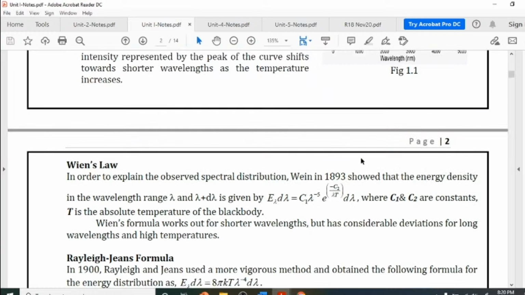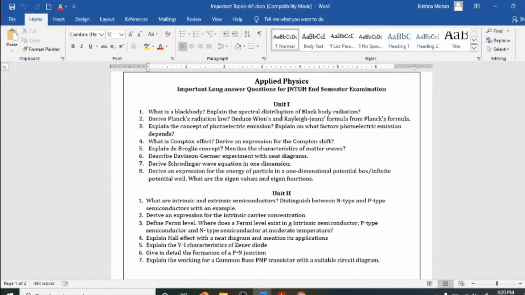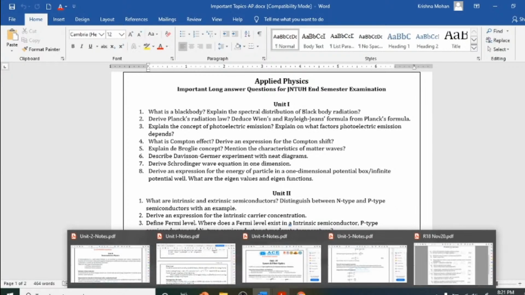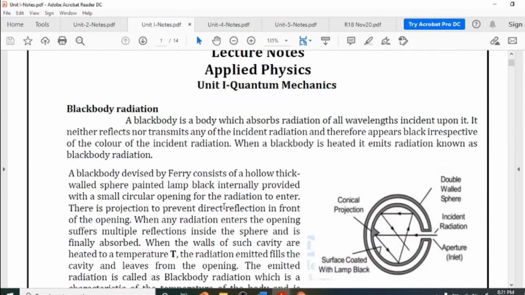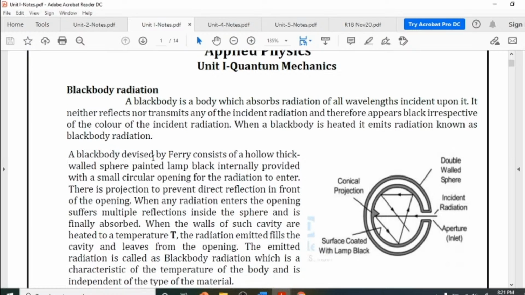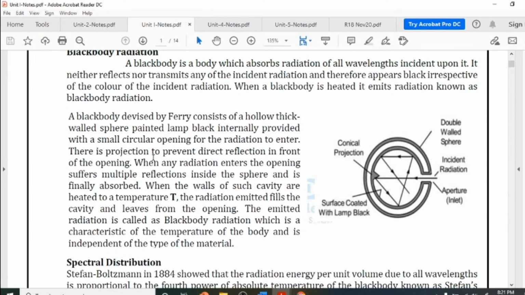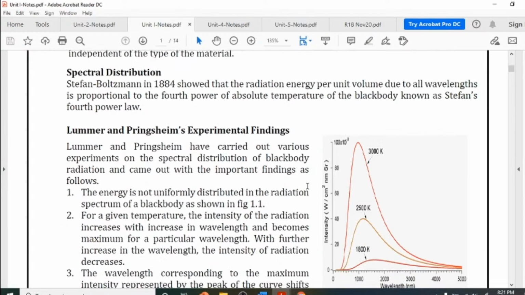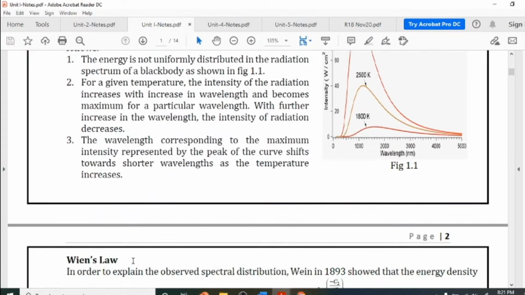So question to question, I'm again opening the question paper here. What is a black body? Explain spectral distribution of black body radiation. If you are asked to write that particular question, what you need to write is this particular page. You need to write what is black body, what is black body radiation, the first paragraph itself. And the second paragraph is not that important, let me tell you. If you are asked to write about Ferry's black body, then you can write the entire thing with the diagram. Or else you can skip down to Lummer and Pringsheim's experimental findings with the graph and these 3 points. That is important, that's it.